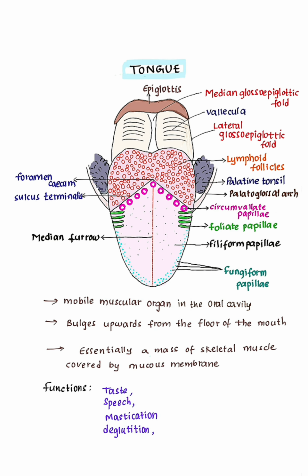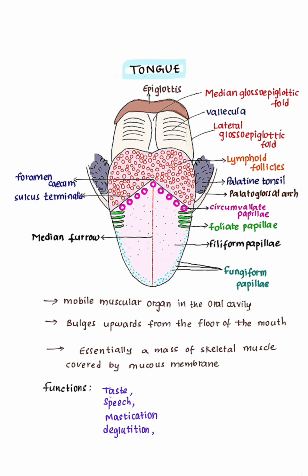Let us now learn about tongue. Tongue is a mobile, movable, muscular organ present within the oral cavity. It bulges upwards from the floor of the mouth. It is essentially a mass of skeletal muscle covered by mucous membrane.